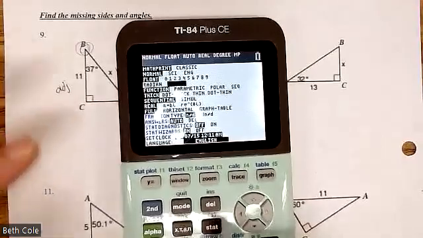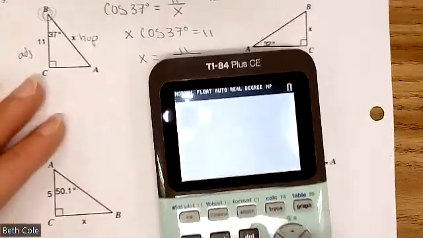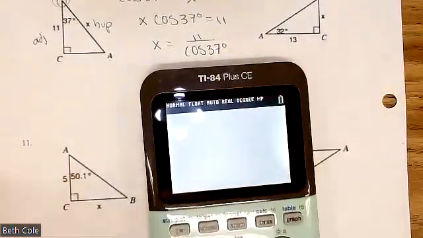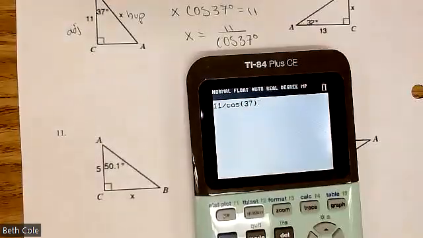Okay. So then quit out of there. You can just hit clear. Hit clear. It'll take you back to the home screen. And what you're going to type is 11 divided by cosine 37. It will literally just give you your answer. But how many decimal points do you need? 3. First 3 that you see.